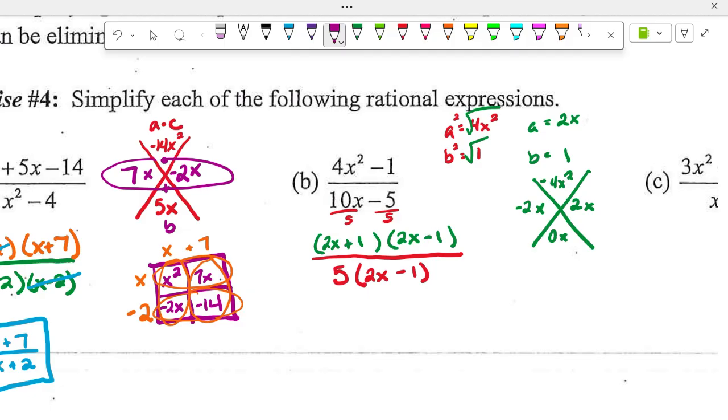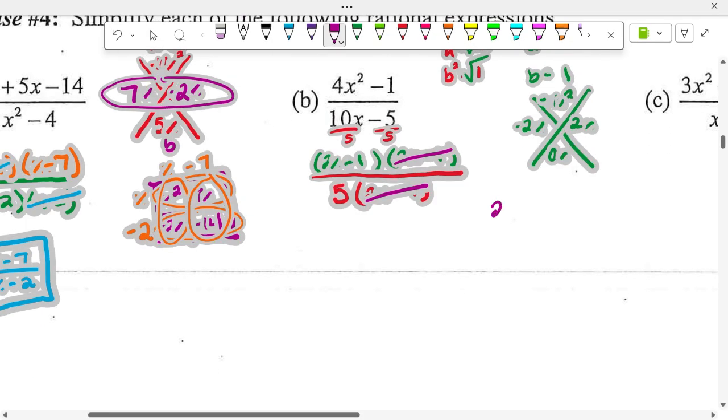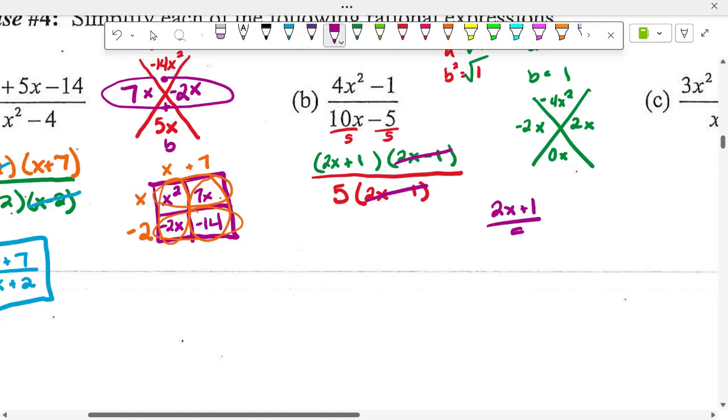So what do I cross out? The 2x minus 1s. Anything else I can cross out? Nope. So my answer is 2x plus 1 over 5.